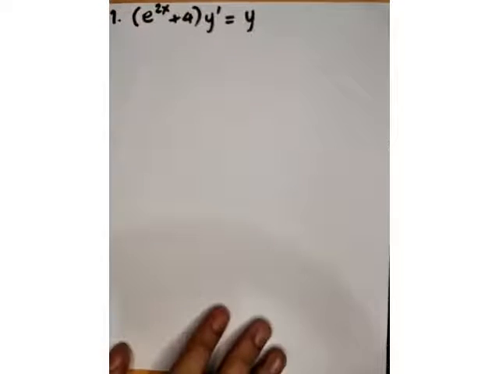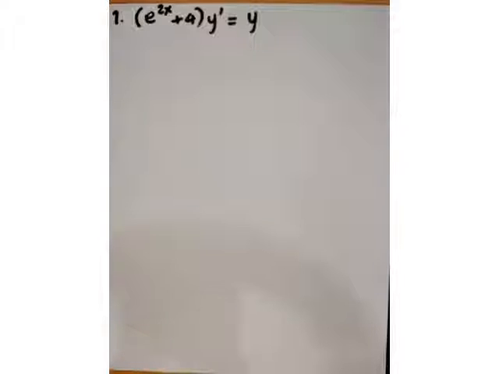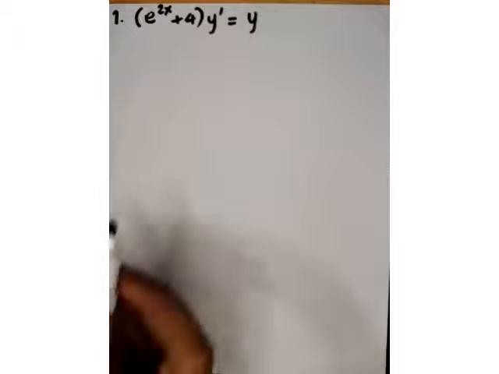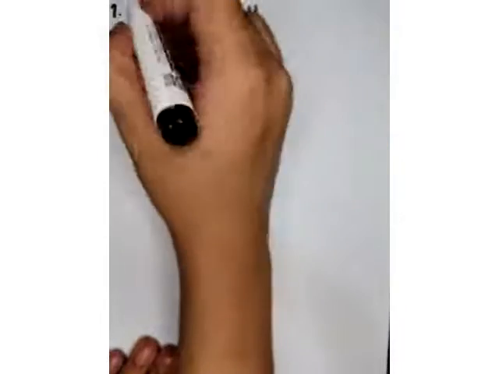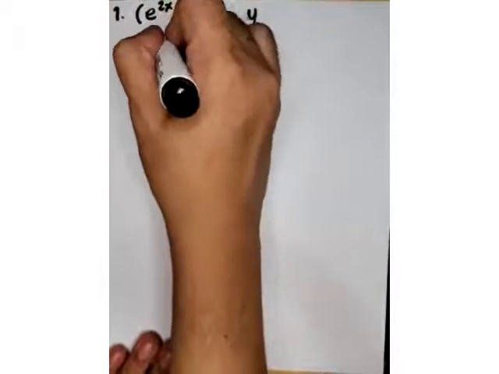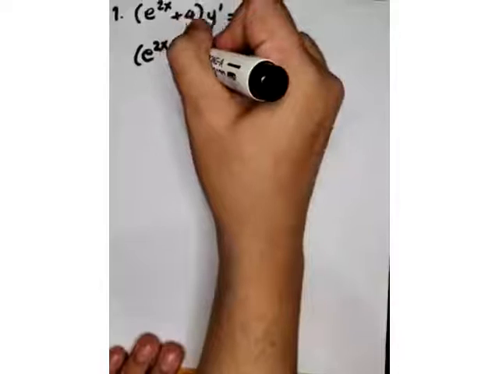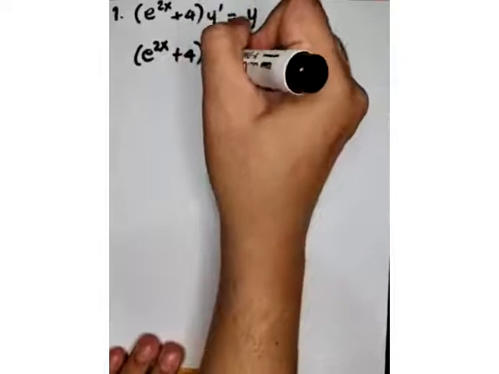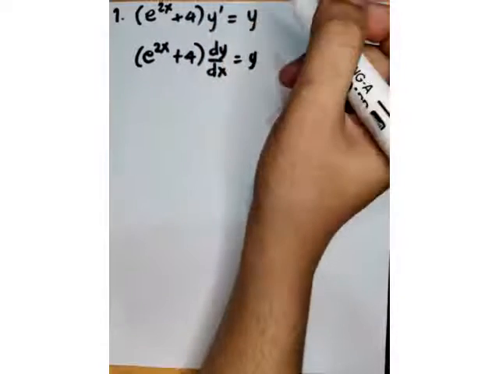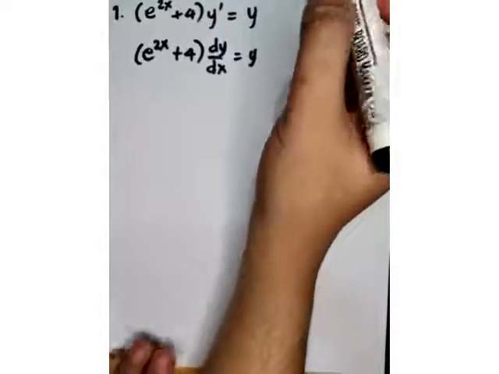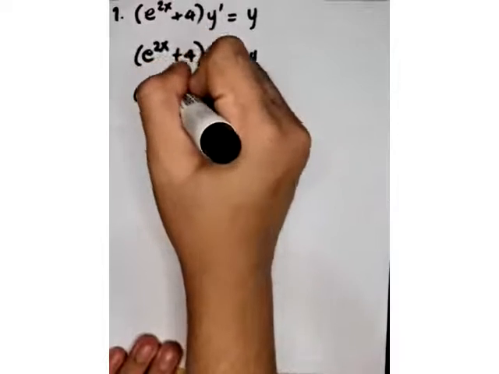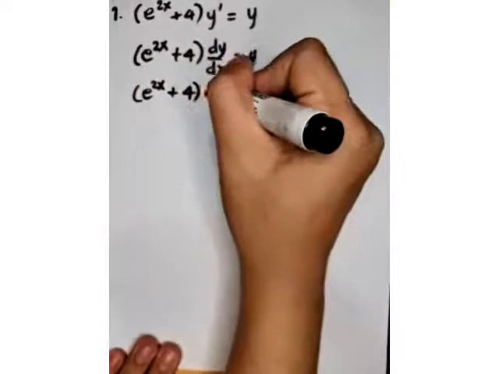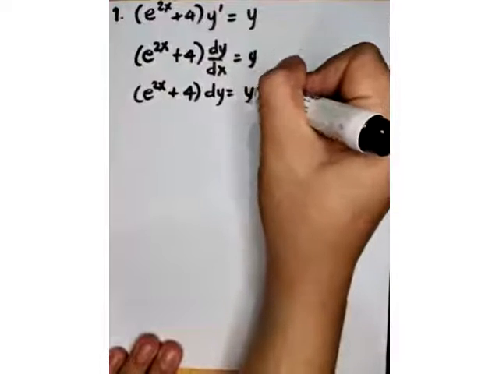Okay, so everyone's ready. So let's discuss this one. Okay class, for both methods, dy and dx need to be broken down. So let's convert this first into dy and dx. So e raised to 2x plus 4 times dy over dx is equal to y. Okay, and then let's cross multiply this. So e raised to 2x plus 4 dy is equal to y dx.